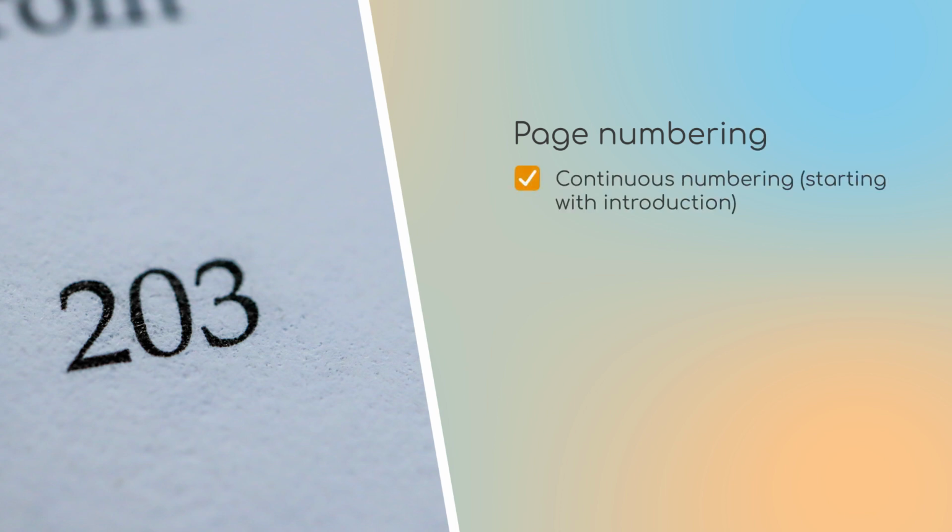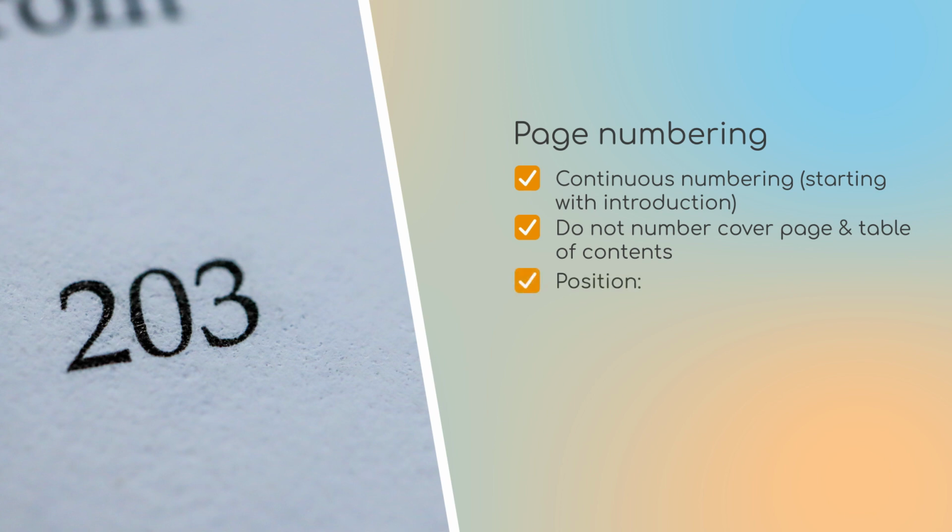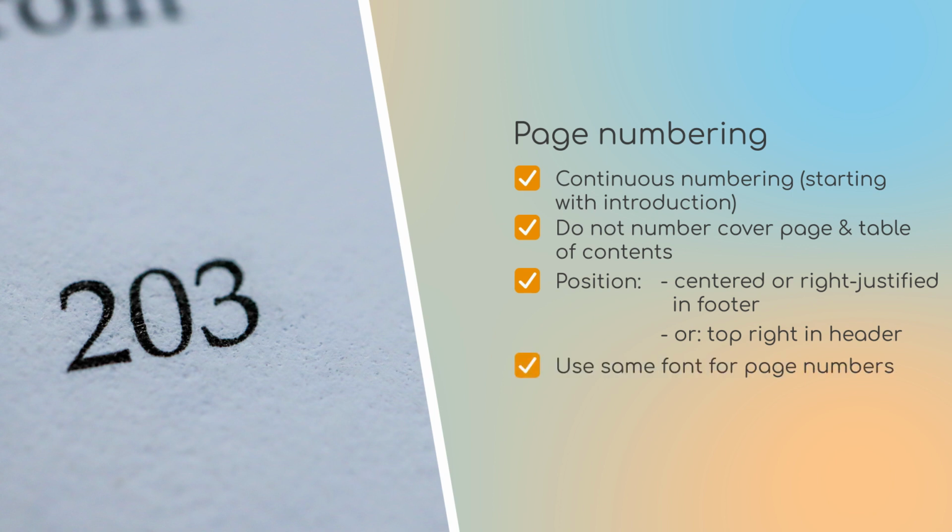Since the cover page and table of contents do not receive any page numbers, the numbering usually starts from the introduction or the third page, respectively. The placement of page numbers varies depending on the requirements. While some lecturers prefer to center or right justify the pages in the footer, others require placement in the top right of the header. Therefore, find out in advance what type of placement is desired. Regardless of the placement, however, you should make sure that the font of the page numbers matches the font in the text. To edit page numbers, you first need to double-click on them.